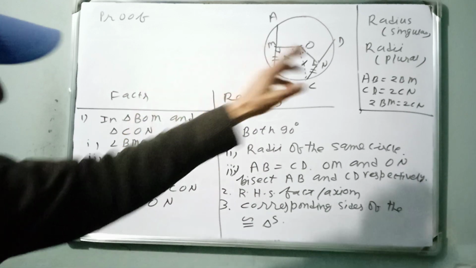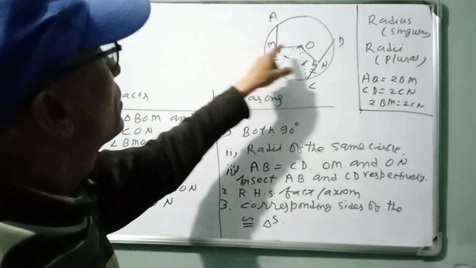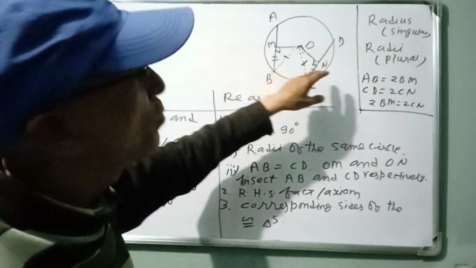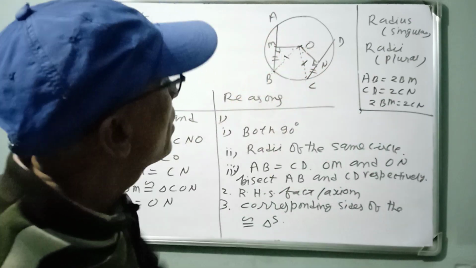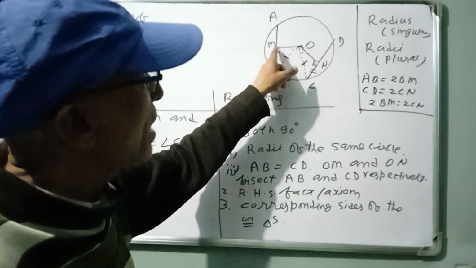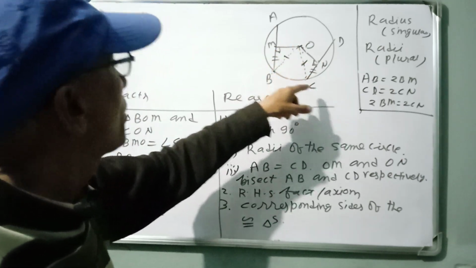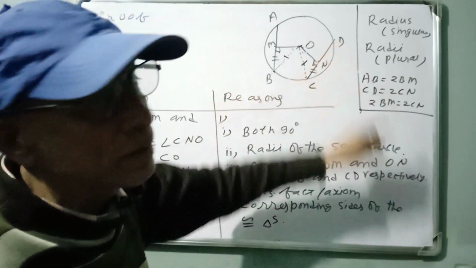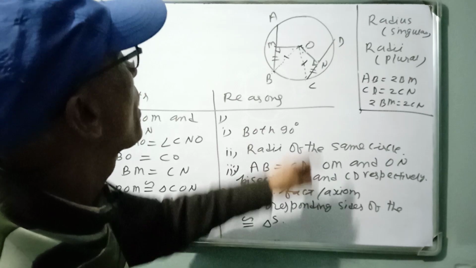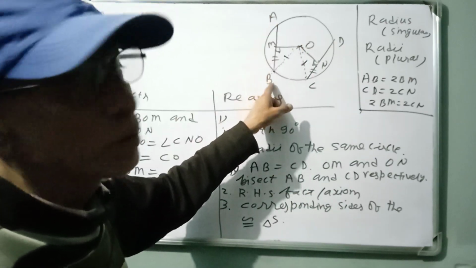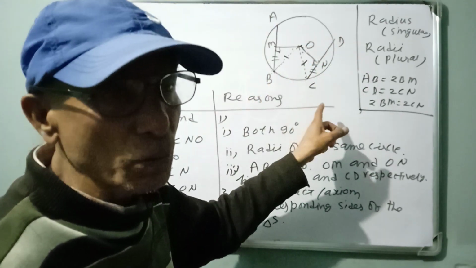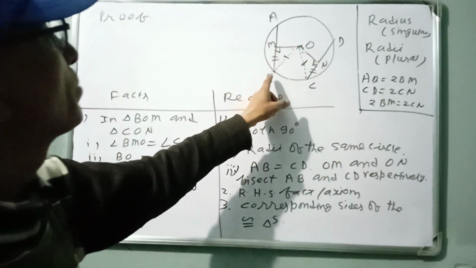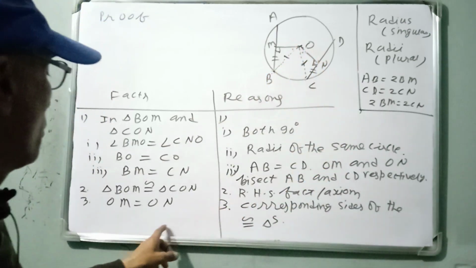Now, quick revision. Equal chords are equidistant. It means if two chords in a circle are equal, their distances from the center are also equal. O is the center of the circle. AB and CD are two equal chords. OM is perpendicular to AB. ON is perpendicular to CD. To prove OM equals ON, construction: BO and CO are joined. Why?